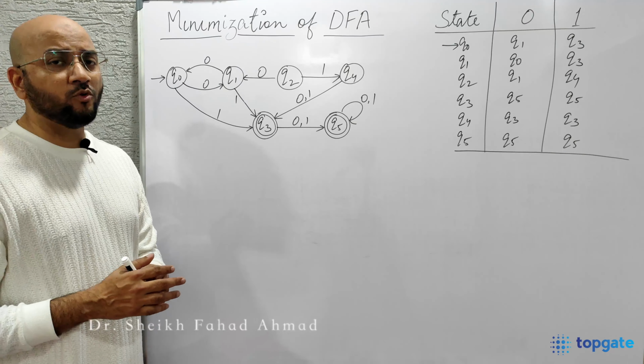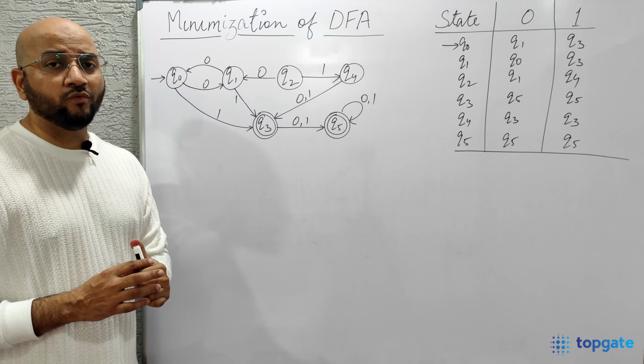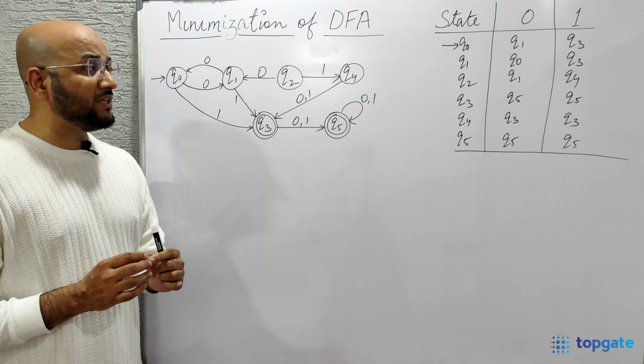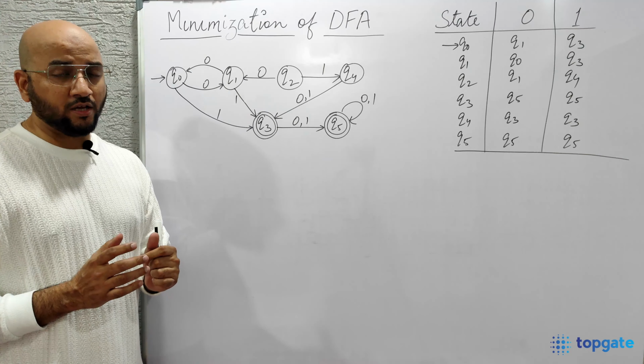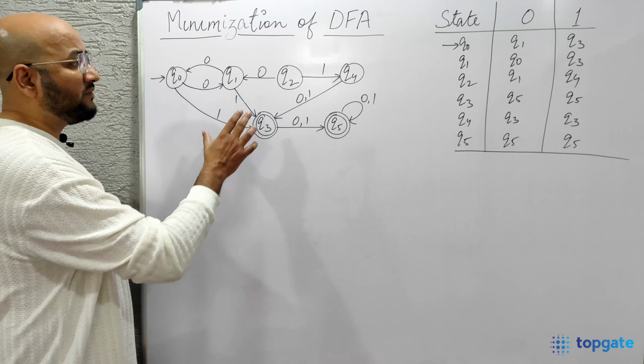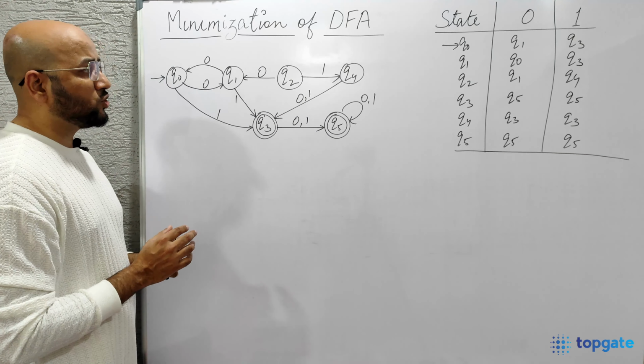In this video, we'll see one more example of minimization of DFA. In the previous video, we have seen the need of minimization of DFA and the steps that we take to minimize a DFA. In this one, we'll see one more example. So here we have the transition diagram of a DFA, and this DFA has to be minimized.